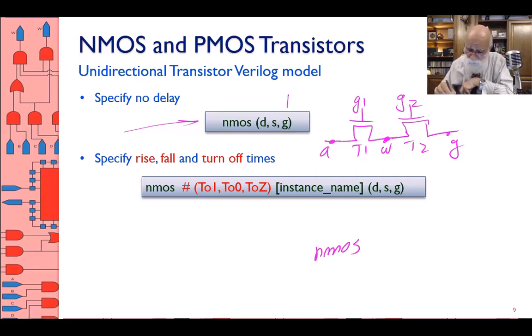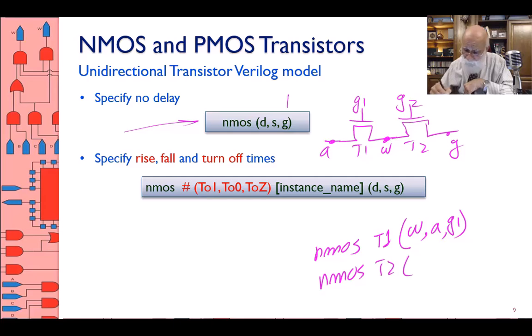I do it this way, NMOS. I have the choice of putting an instance name, which is T1, the one on the left, and the output of it is W, the input of it is A, and the control of it is G1, or the wire connected to G1. The other transistor I have is T2, and for T2, the output is Y, the input is W, and G2 is the control of it. That's all there is to it.